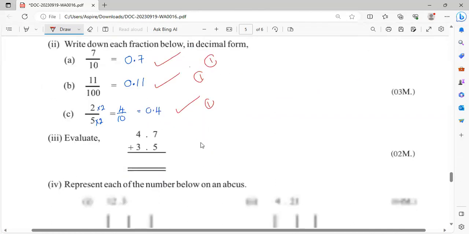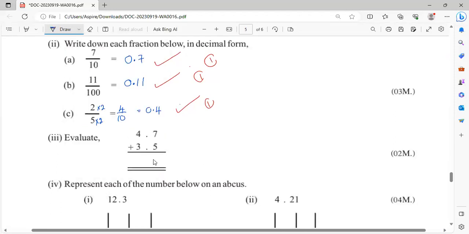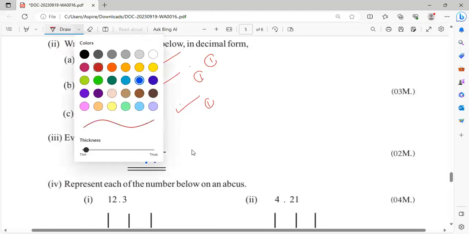Evaluate. Evaluate means find the answer. Okay. So you can add all these. 7 plus 5. When you add 7 and 5, you obtain 12. Then write 2, and take 1 to the other place. Don't write 12 here because it is only 1 decimal place. Then we write the ones place digit in the first decimal place, and we take 1 to the other side. So 4 plus 3 is 7. 7 plus 1 is 8. 8.2.